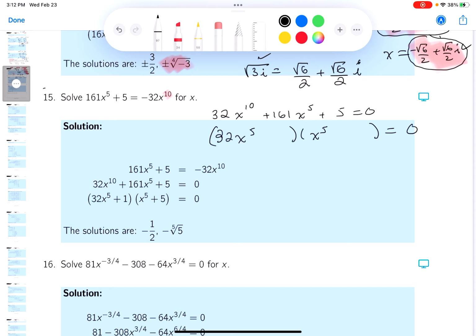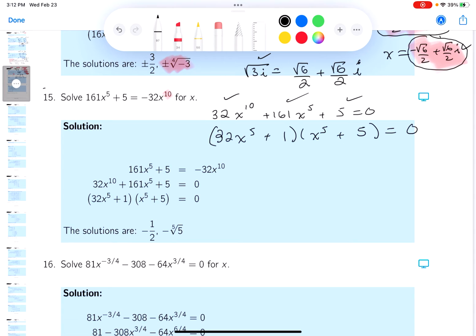Well, I'm going to say, oh boy, I've got to think about this. 5 and 1. I've got to be careful. Plus and plus. What do you get over there? Let's take a look. You get 32x^5 times x^5, 32x^10. 1 times 5 is 5. That's good. 32 times 5 is 160, and 160 plus 1 is 161.